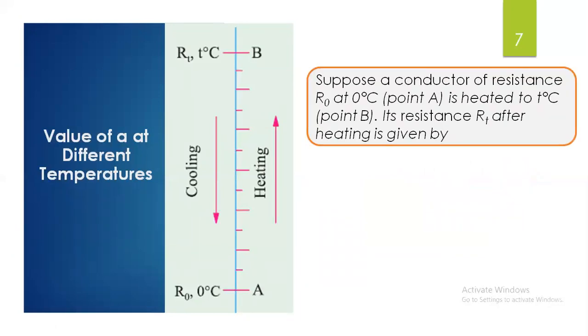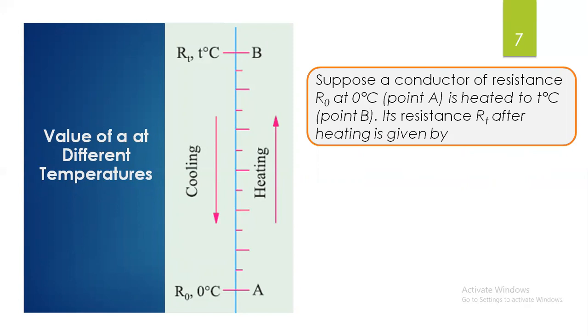Let's see the value of alpha at different temperatures. So far, we did not make any distinction between values of alpha at different temperatures, but it is found that the value of alpha itself is not constant, but depends on the initial temperature on which the increment in resistance is based.